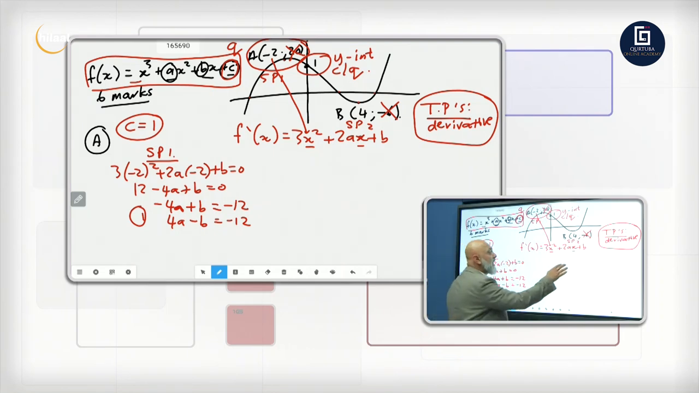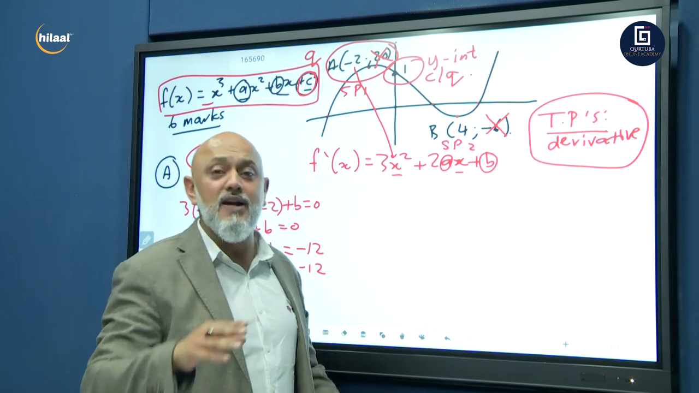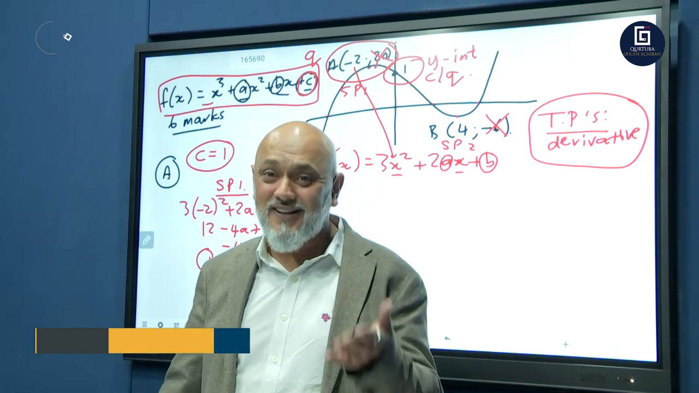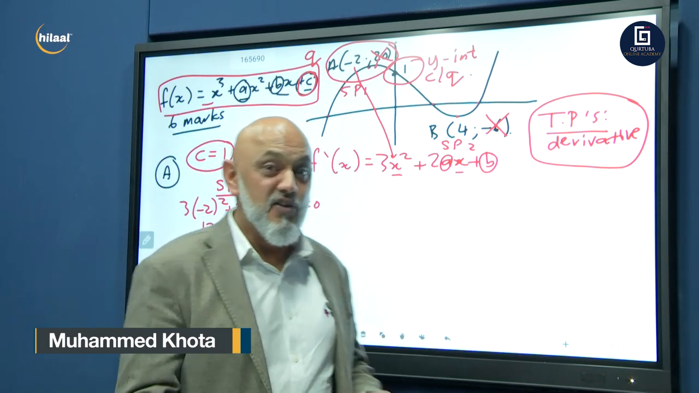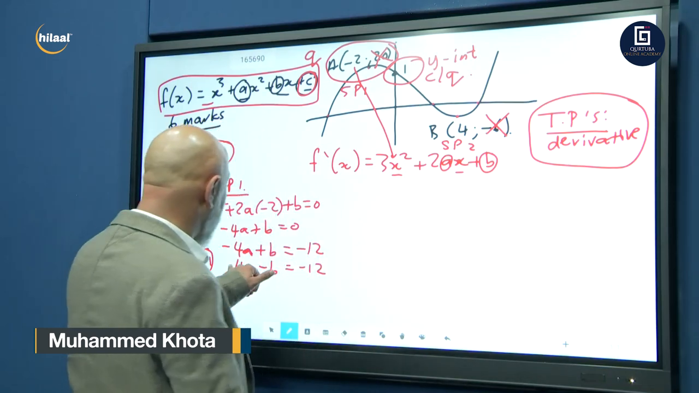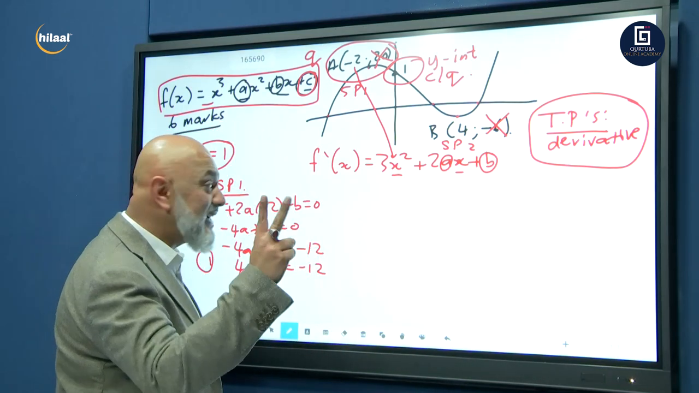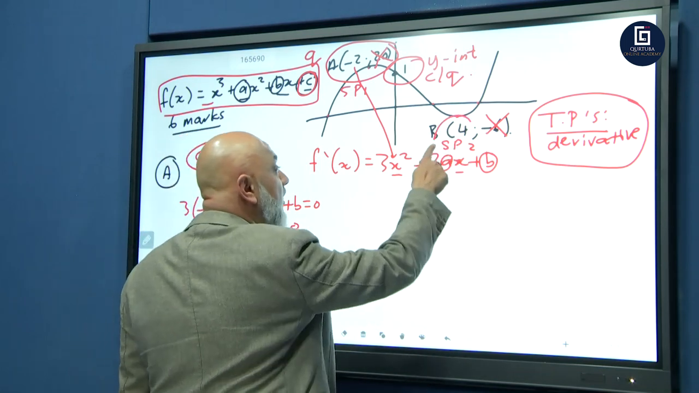Now we're solving for a and b. Remember, we're solving for a and b. So whenever you have two unknowns in one equation, and yes, you said it, simultaneous equations, we need two equations. That's equation number 1 in terms of a and b. We need our second equation, and that's where we're going to get it from, the 4.